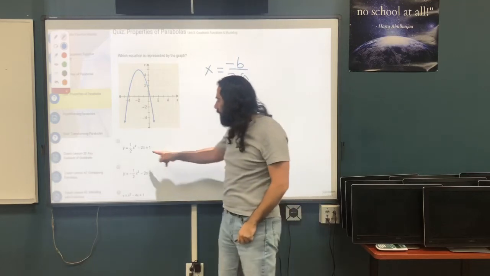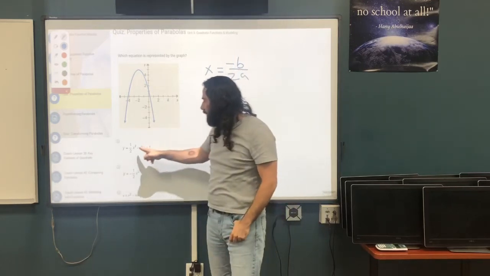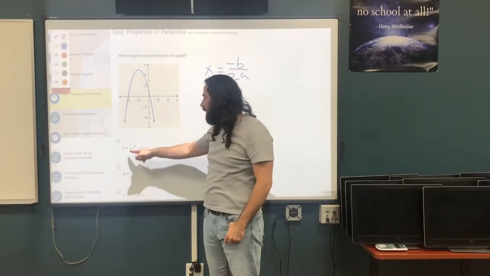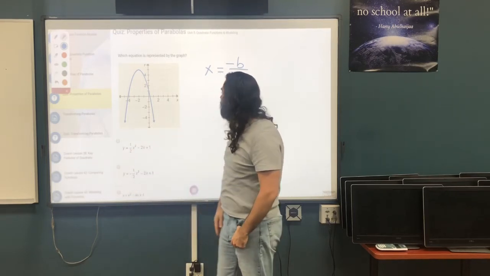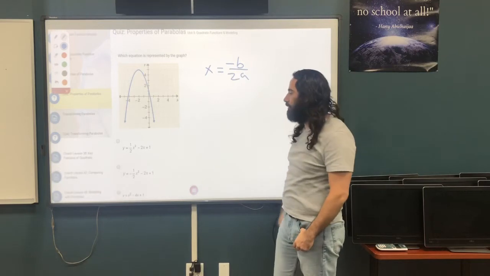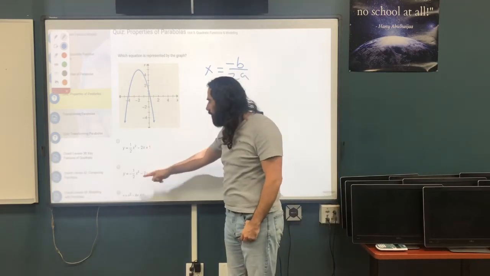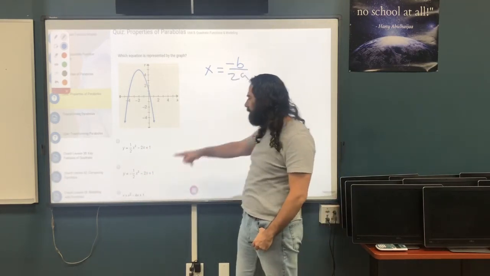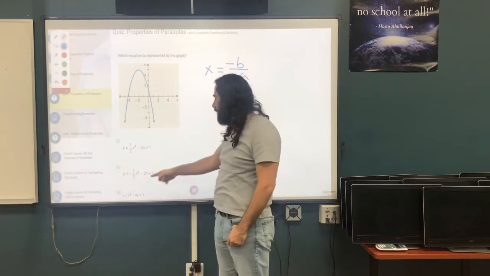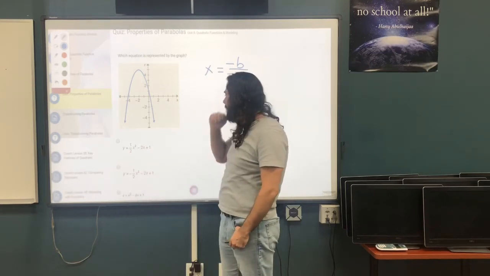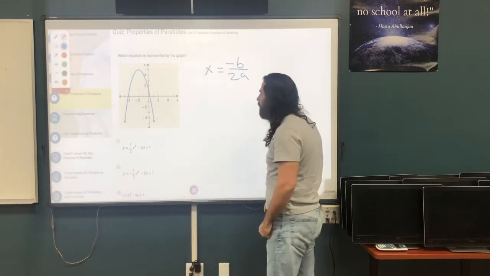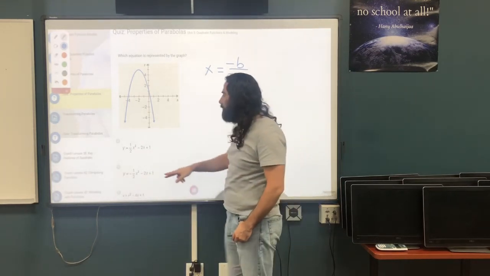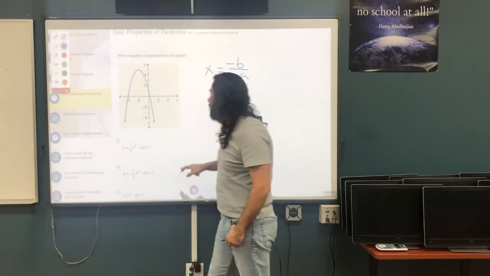If you go for the first one, negative b, which is going to be 2, divided by 2a, which is going to be 2 times 1. So it's going to be 2 divided by 2, it's going to be 1. So it's not going to be negative 2. So this one is wrong. If we go to this one, negative b is going to be 2, divided by 2 times negative 1, so it's going to be negative 1... this could be an answer. So we go to the next one. I'll erase it so we can scroll down.